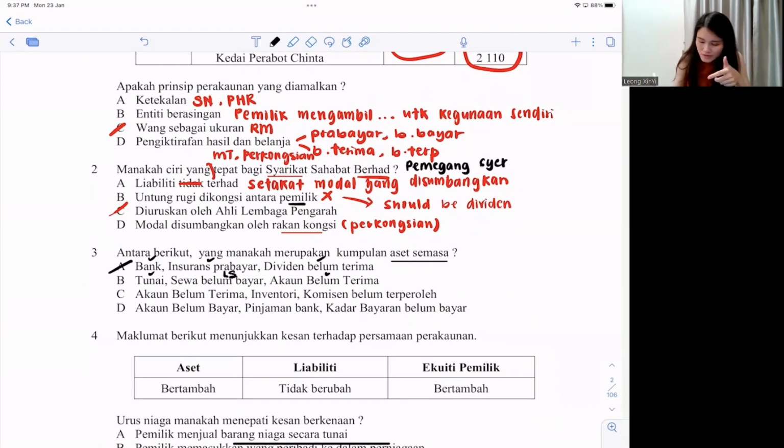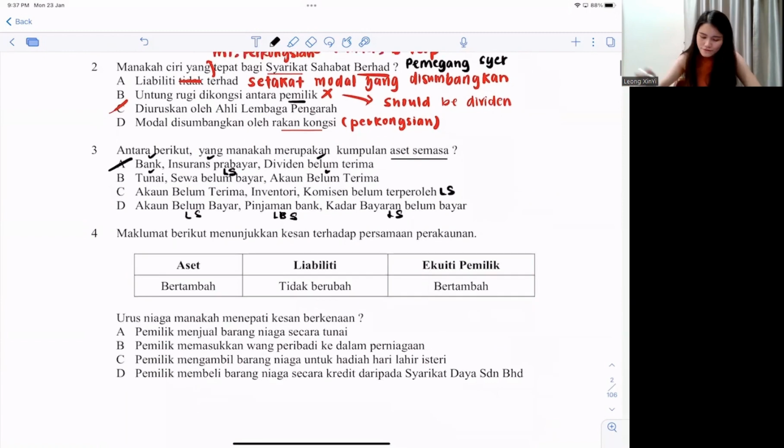Now C, account belum terima, inventory, and this one, belum terboleh, means you receive too much. It doesn't belong to you. So it's a liability. Now D, everything here is liability. So it doesn't even fit into the kumpulan. So that's why the answer is A. Right, now question 4.